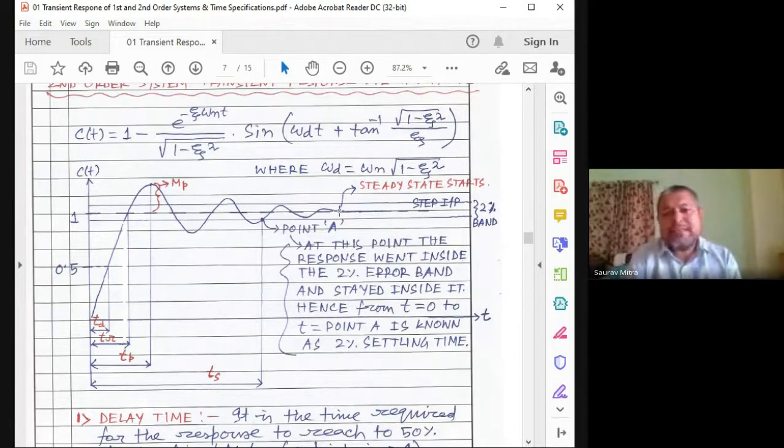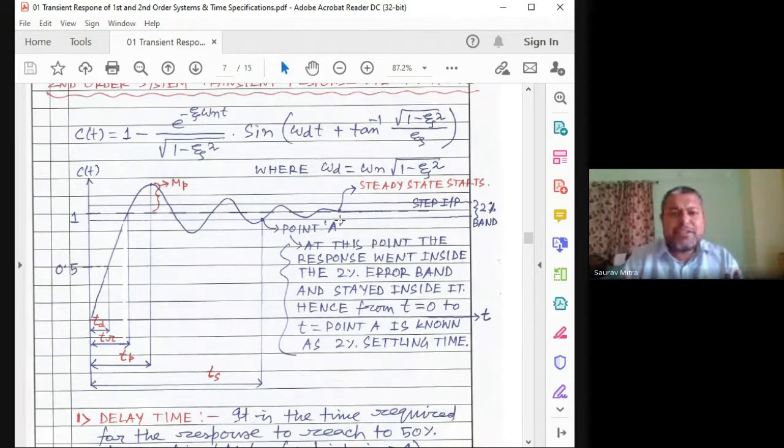This 1 is the steady state, and after this point the steady state value of 1 continues like this. The time from the start up to this point is called the settling time, given by TS, and steady state starts. The definition of steady state will be different in this case. There will be a 2% settling time and a 5% settling time. We will check what they are shortly.